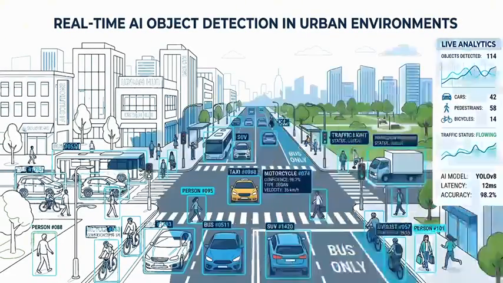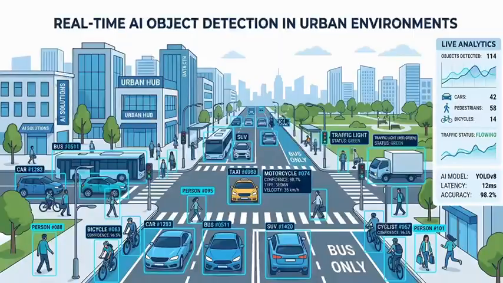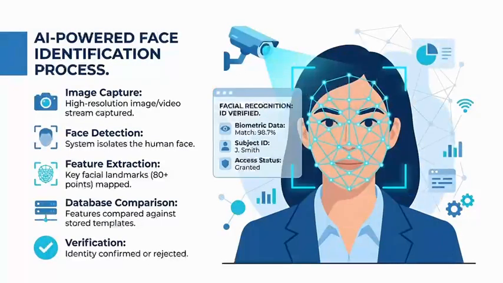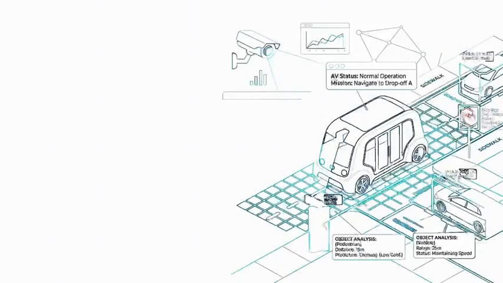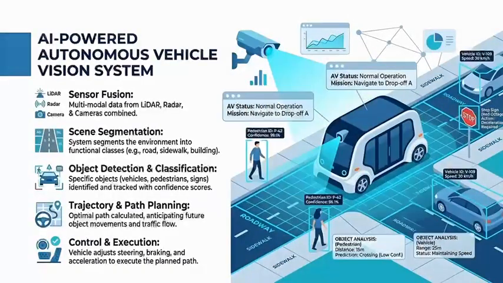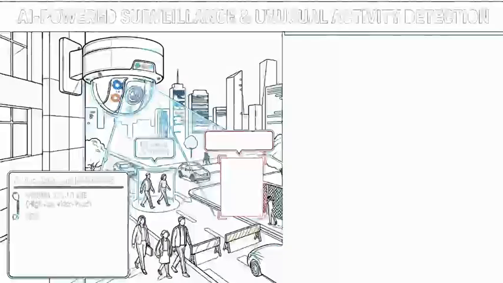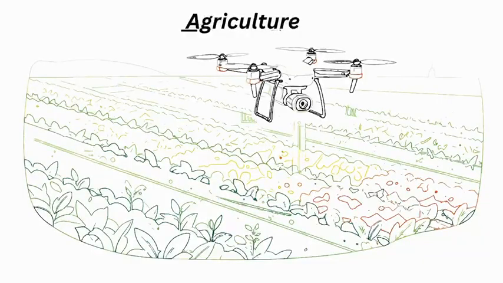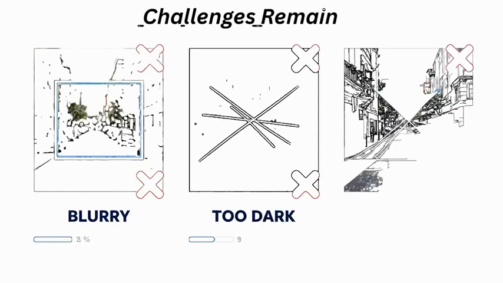Computer vision systems can locate and classify multiple objects simultaneously. This technology powers facial recognition systems, self-driving cars, security cameras, medical diagnostics, and industrial automation. In healthcare, computer vision helps doctors detect diseases from X-rays and medical scans. In agriculture, it monitors crop health. In transportation, it allows autonomous vehicles to navigate safely.